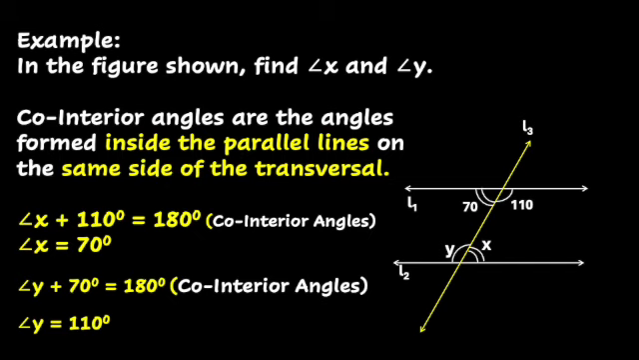Have a look at another pair. Y plus 70 degrees has to be equal to 180 degrees as well because these two are co-interior angles. So that gives us angle Y to be equal to 110 degrees.